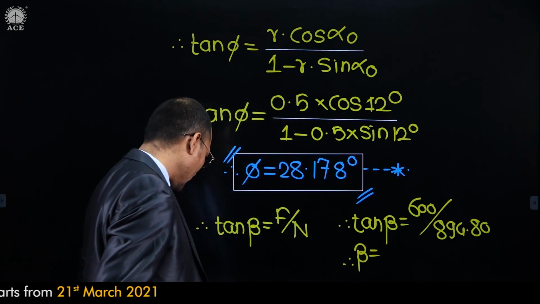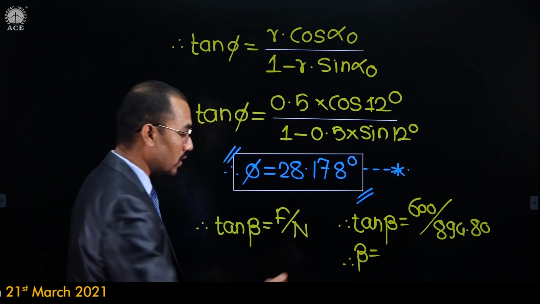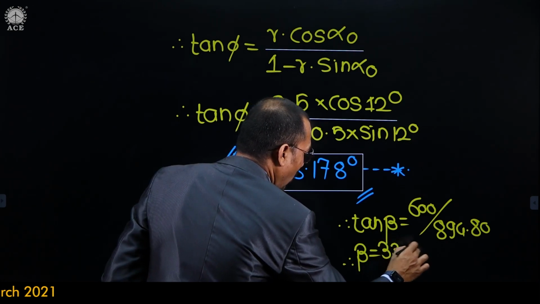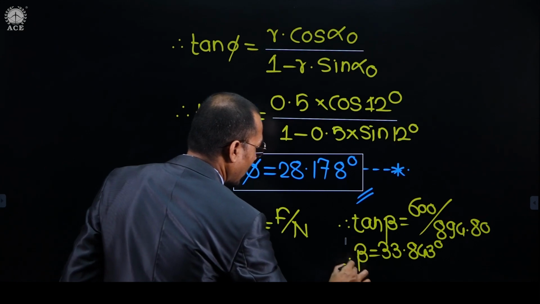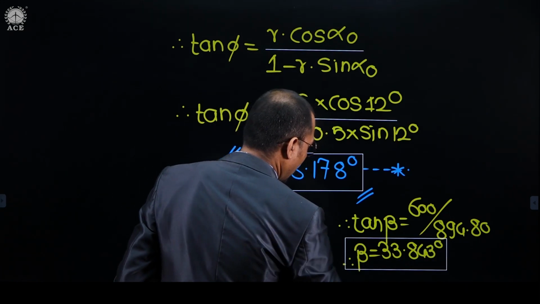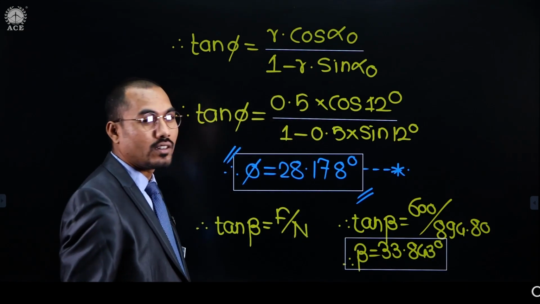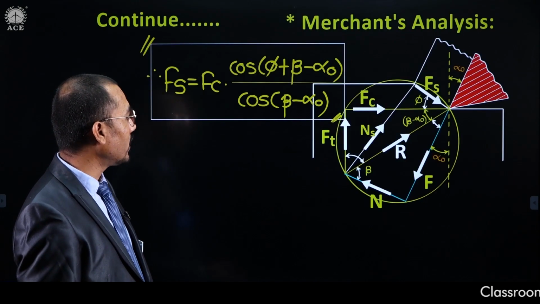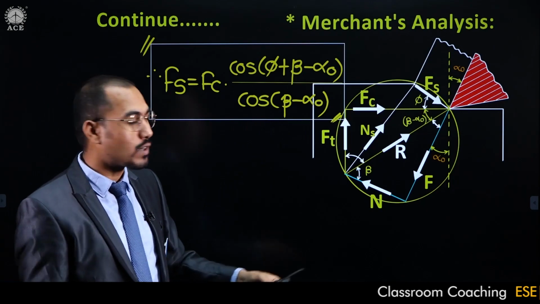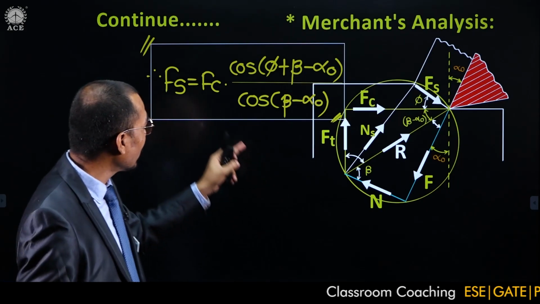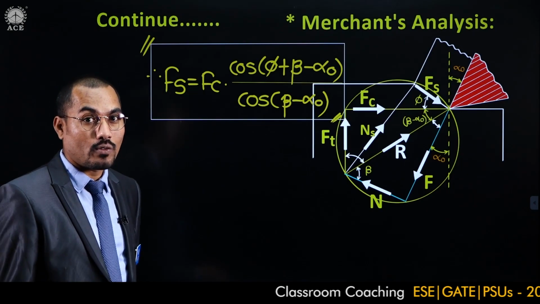So beta, once you calculate, is coming 33.843 degrees. This is exactly the answer we calculated. Now all the values have been calculated. Phi is calculated, beta is calculated, alpha 0 is given, and Fc, the cutting force, is also given.